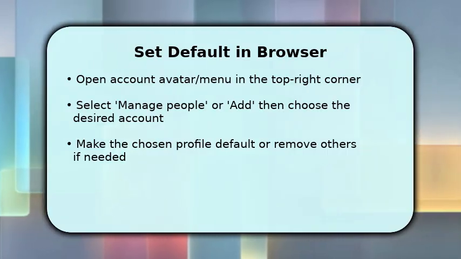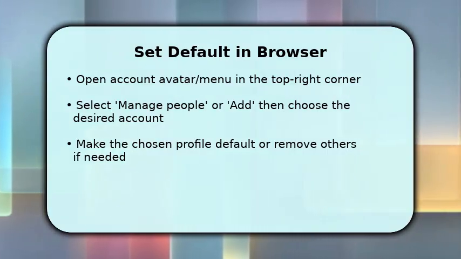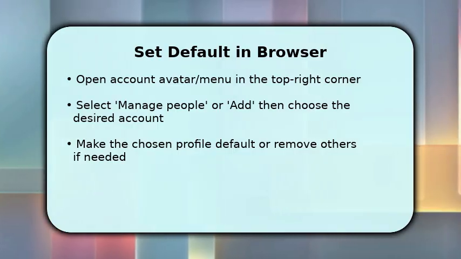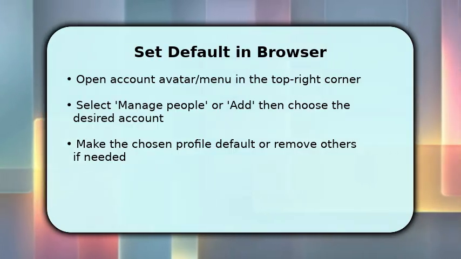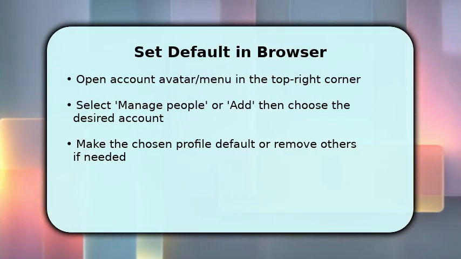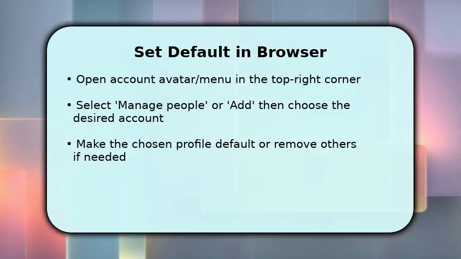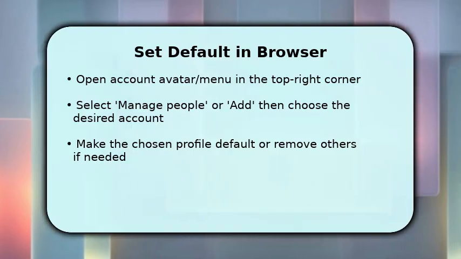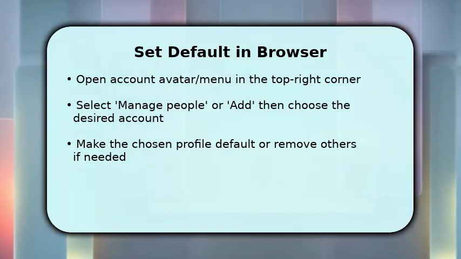From there, select the profile or person that matches your preferred Google account and choose the option to make it the default profile. In Chrome, this is under Manage People. If the option isn't visible, create a dedicated profile for that account and set it as the active window. This ensures new links and sign-ins use that Google identity moving forward.